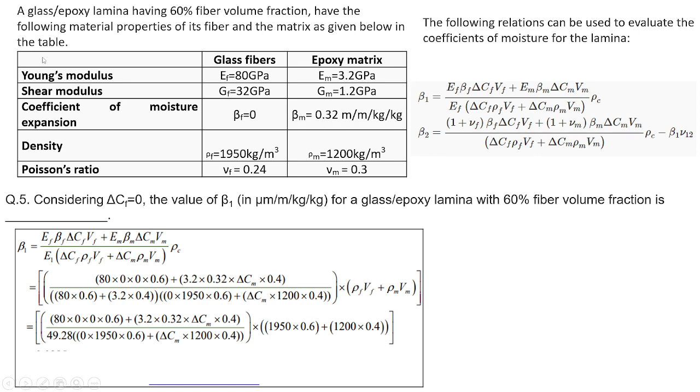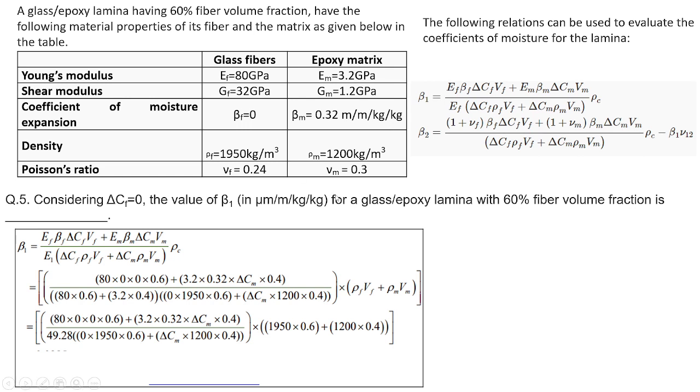The next question is, a glass epoxy lamina having 60% fiber volume fraction has the following material properties of fiber and matrix, and these are the following correlations which are used to evaluate the coefficient of moisture for the lamina. Like how it was done for thermal expansion, for moisture expansion also the equations are derived in the same way, and these are the final equations that we can get after deriving for the coefficients of moisture.